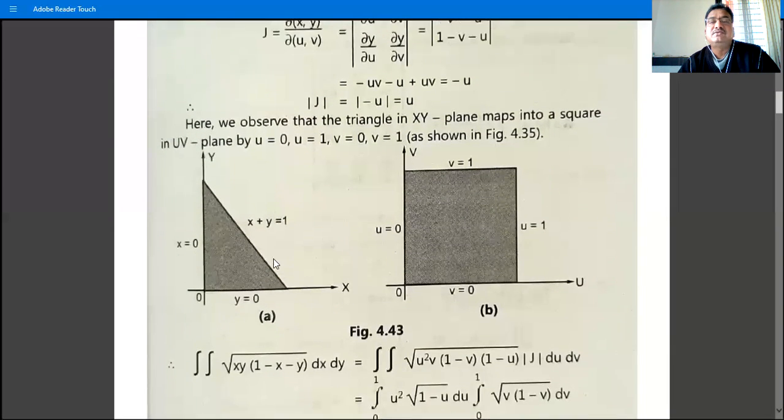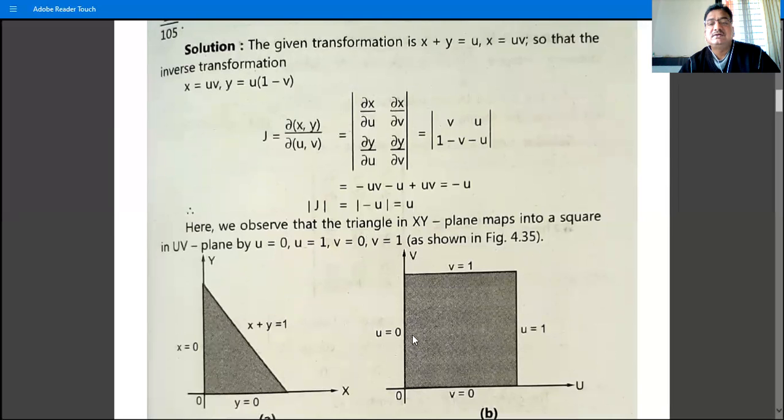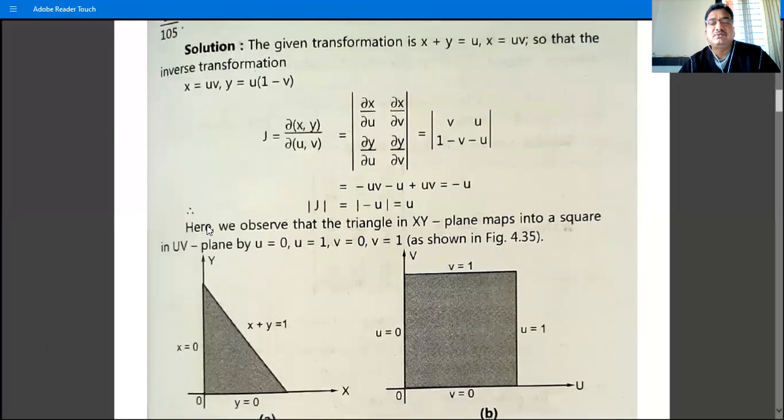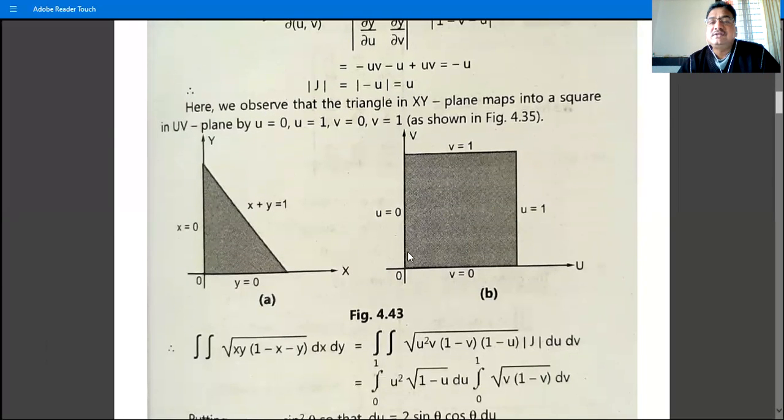This line y equal to 0 converted to two lines, u equal to 0 and v equal to 1. And x equal to 0 gives u times v is 0, that is u is 0 or v is 0. So u is 0 and v is 0 are these two lines. And so this is the area bounded by these four straight lines.